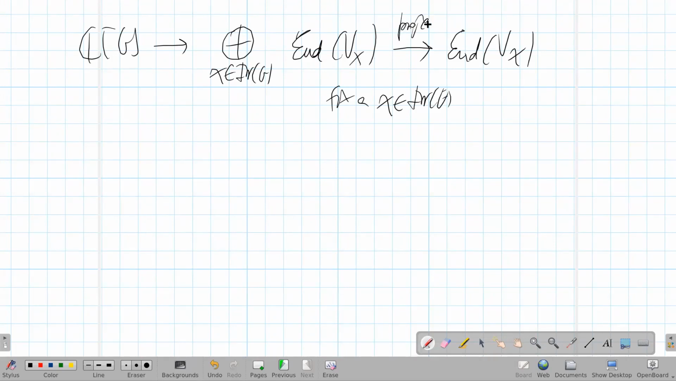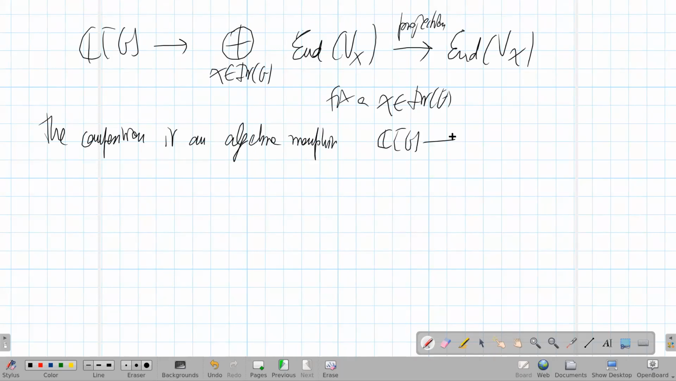This is just a projection. And this is the algebra isomorphism we already discussed several times. So the composition of these two is an algebra morphism from CG to End V_chi. Okay, so what's this? We have repeated this several times, but this is nothing else than the matrix algebra.